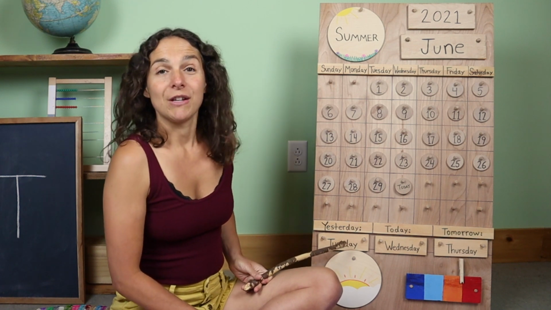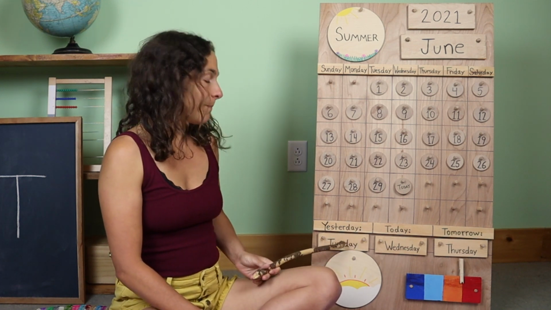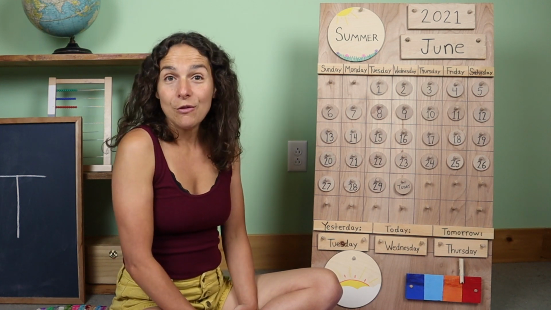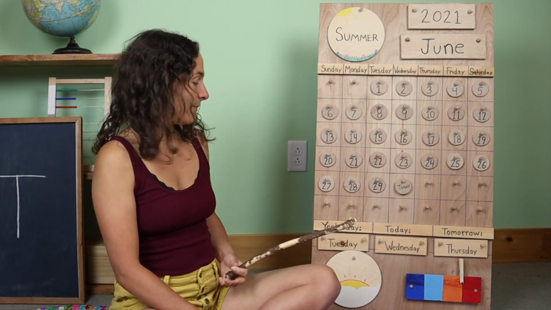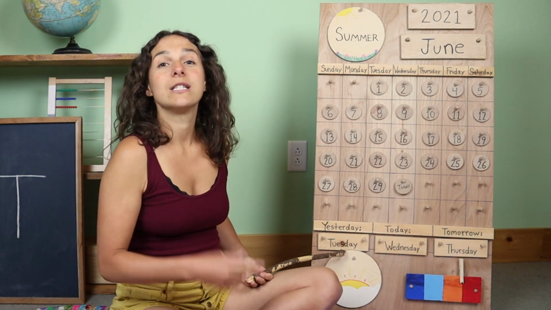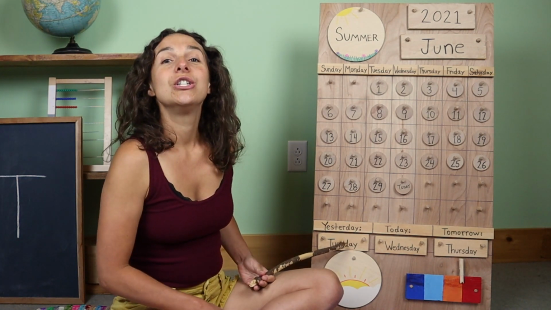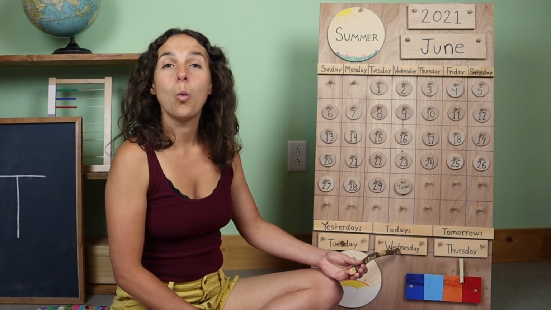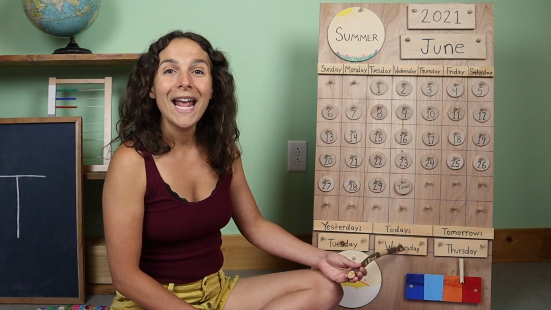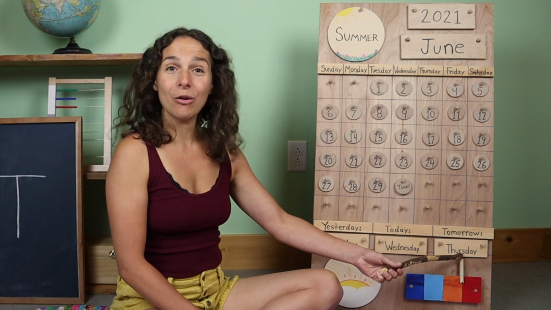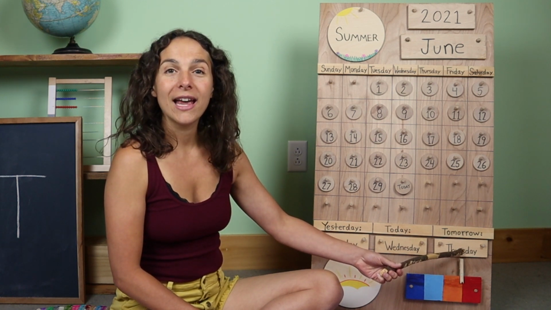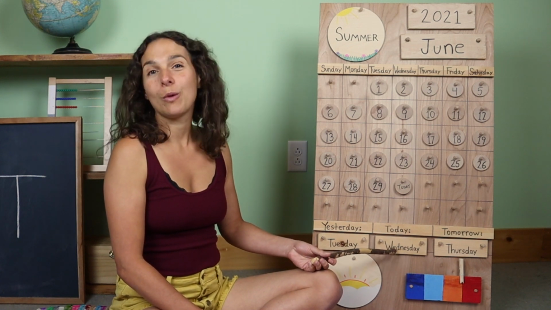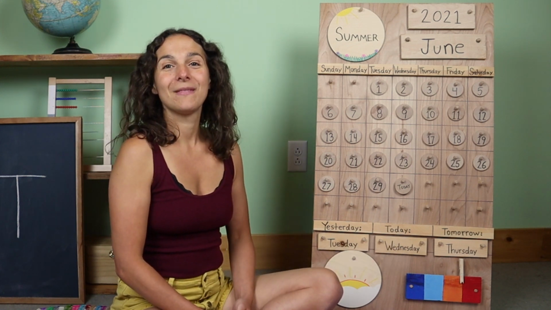Here at the bottom of the chart, we have the days of the week. I'm going to give you the sound that the day starts with, and if you know what the day is, you can tell me. Yesterday was Tuesday. That means that today is Wednesday. And tomorrow will be Thursday. Let's go back. Will you sing Today is Wednesday with me?